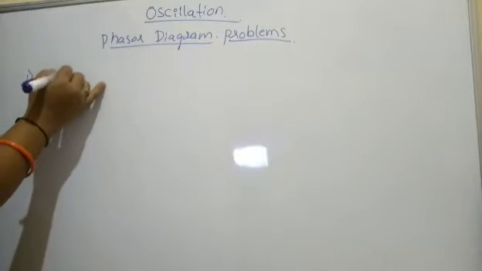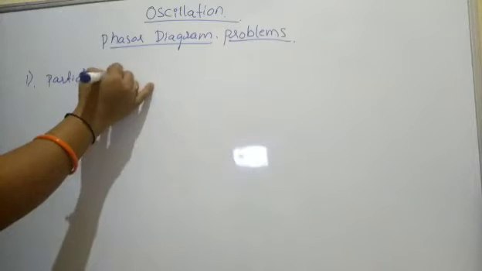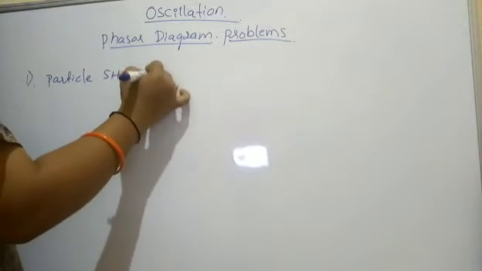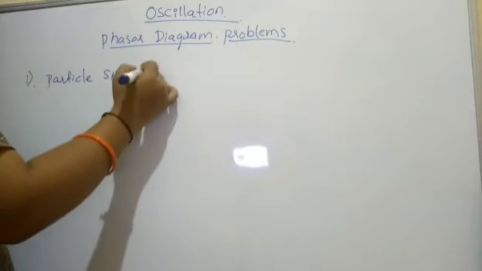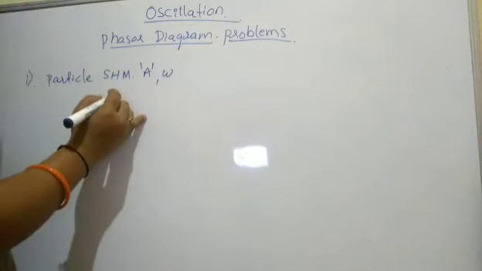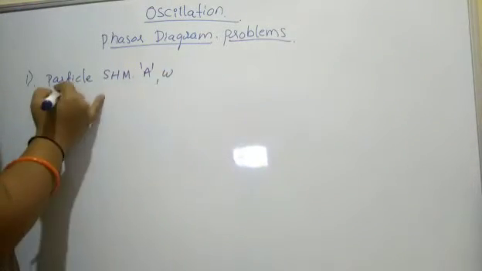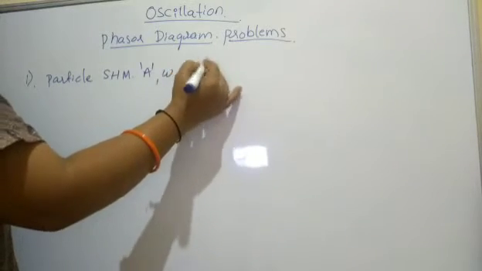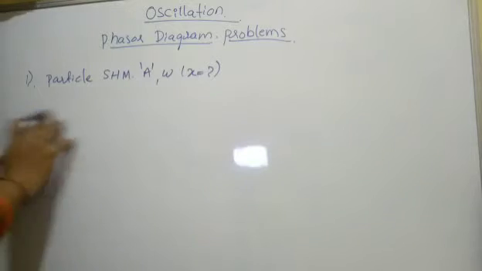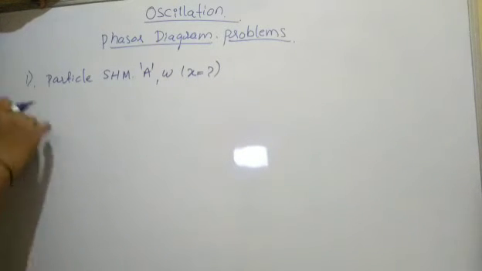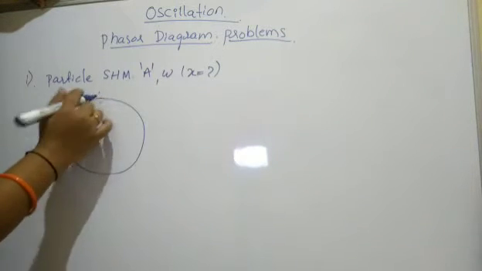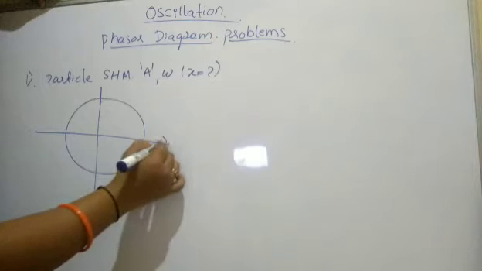A particle is executing simple harmonic motion with amplitude A and angular frequency omega here, and we need to find the equation of the particle. So x we have to find out here. I am directly writing, no need to write the whole problem here. So we need to find the simple harmonic motion. We will solve it with a phasor diagram, that's it.